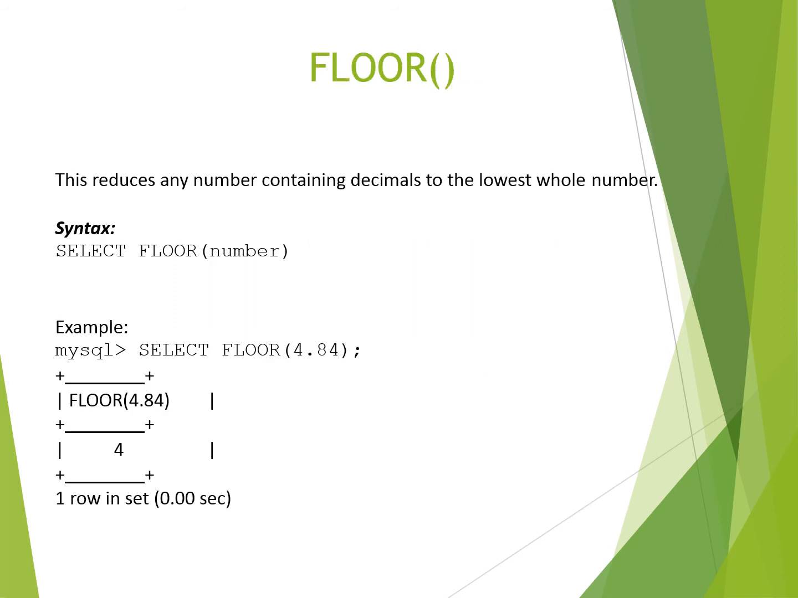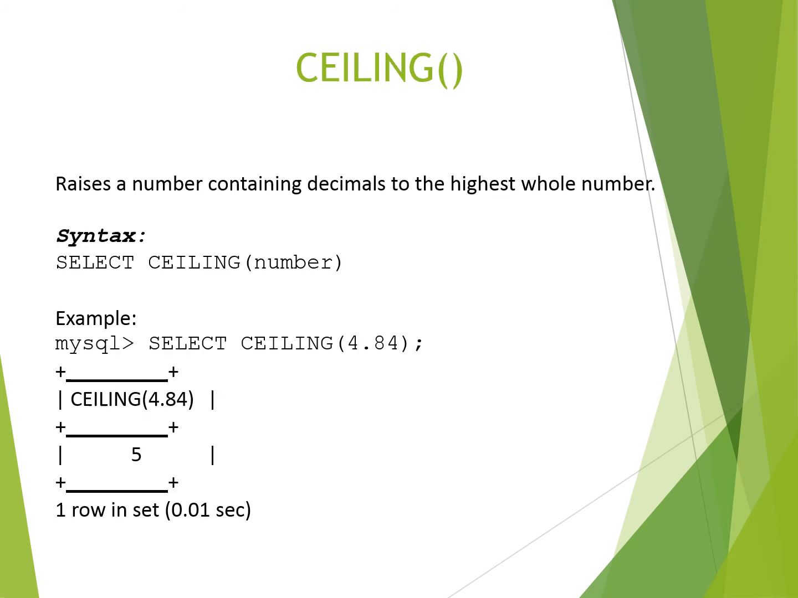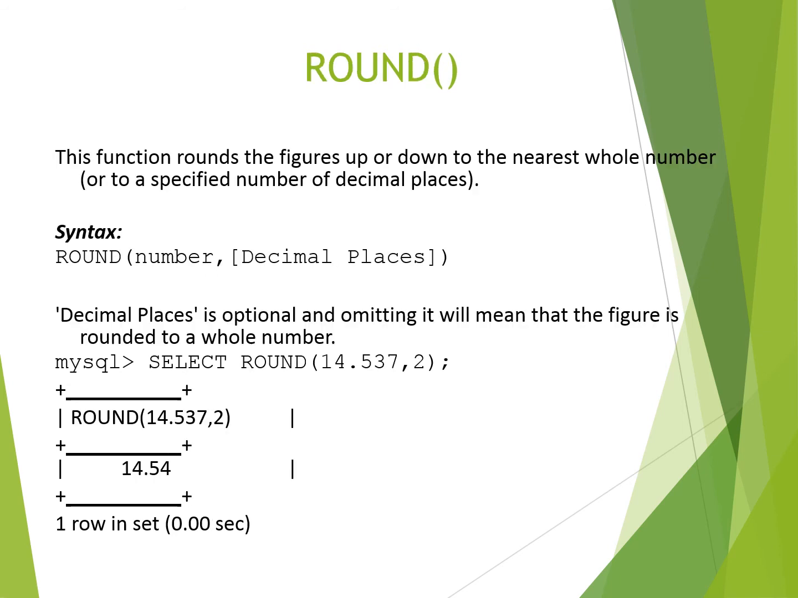This reduces any number containing decimals to the lowest whole number. SELECT FLOOR(number), and an example is MySQL SELECT FLOOR(4.84). Ceiling raises a number containing decimals to the highest whole number. A simple example and syntax is here. Also ROUND.